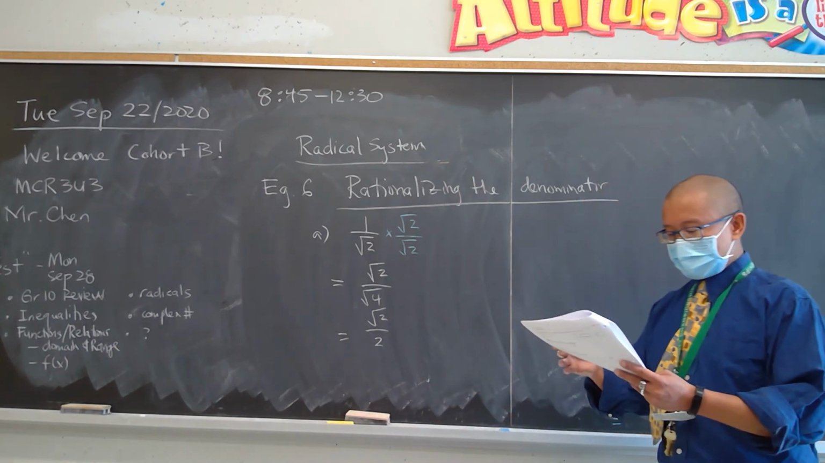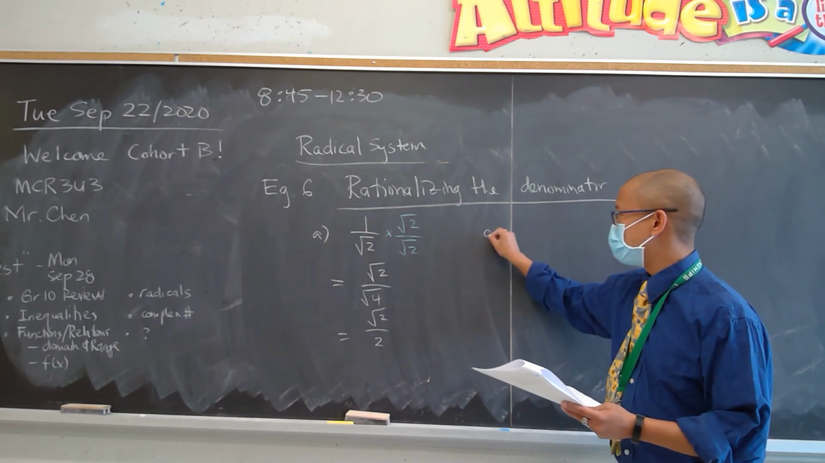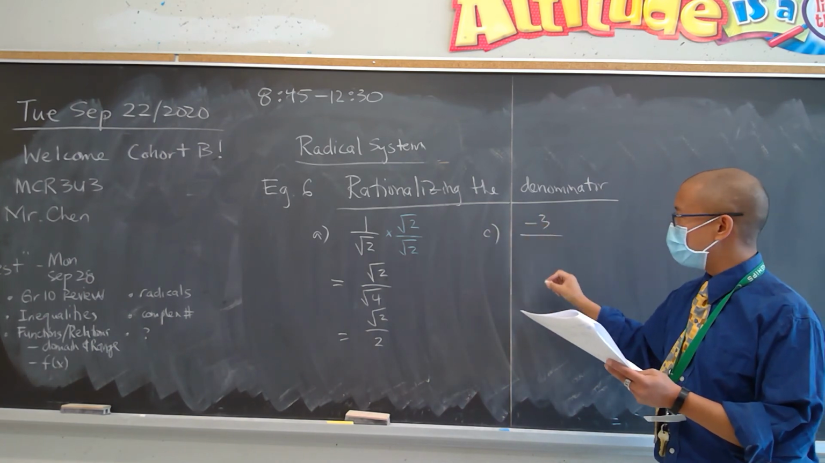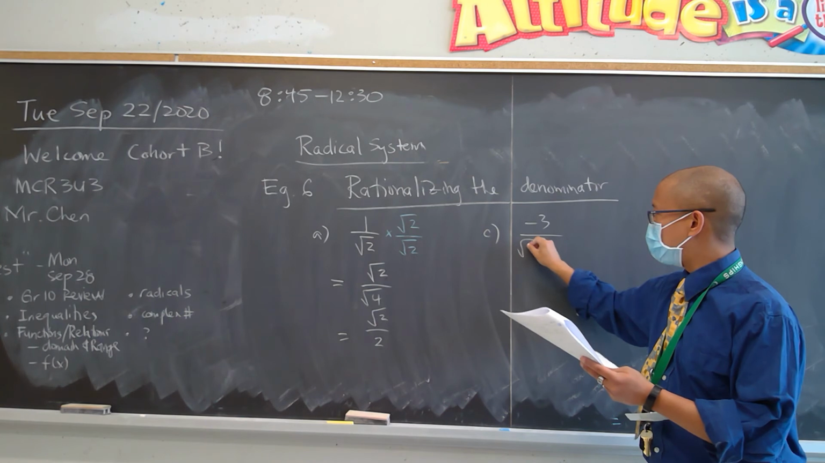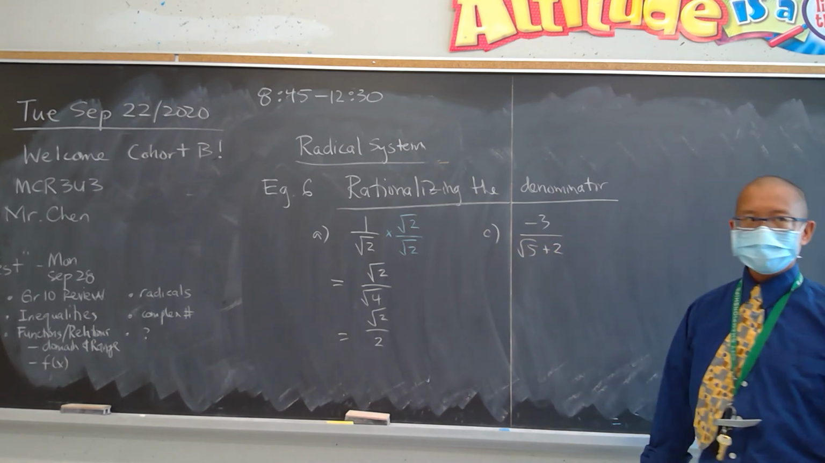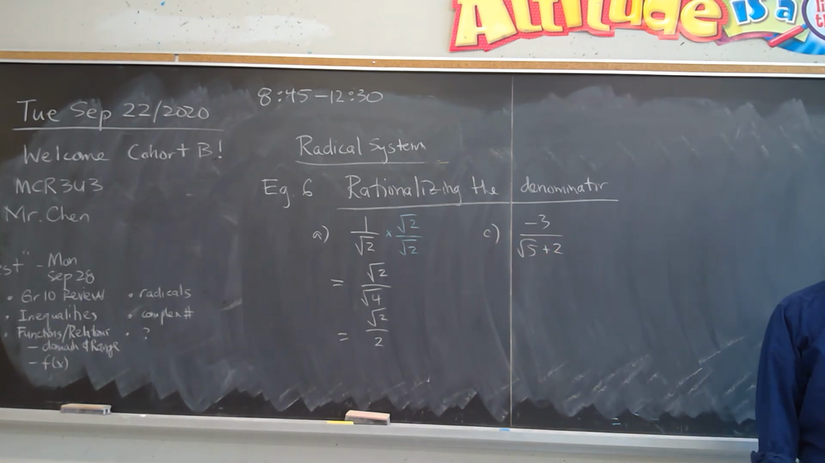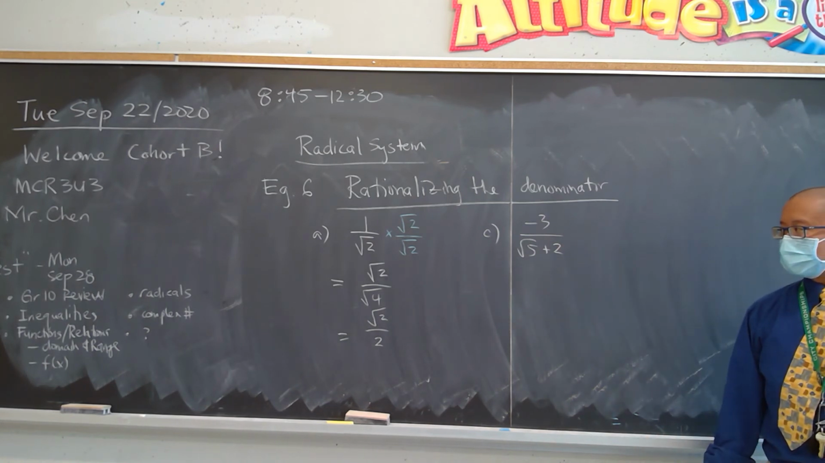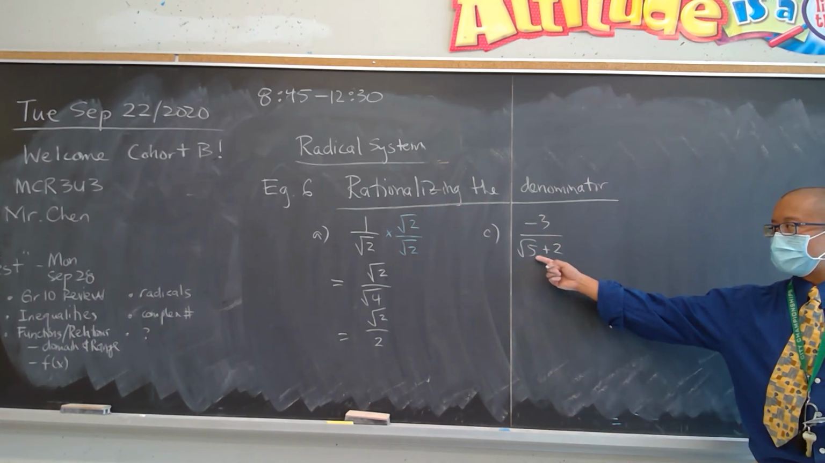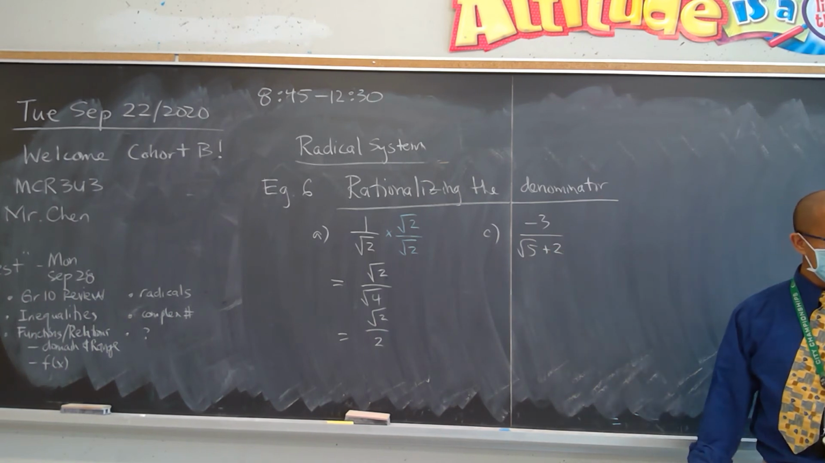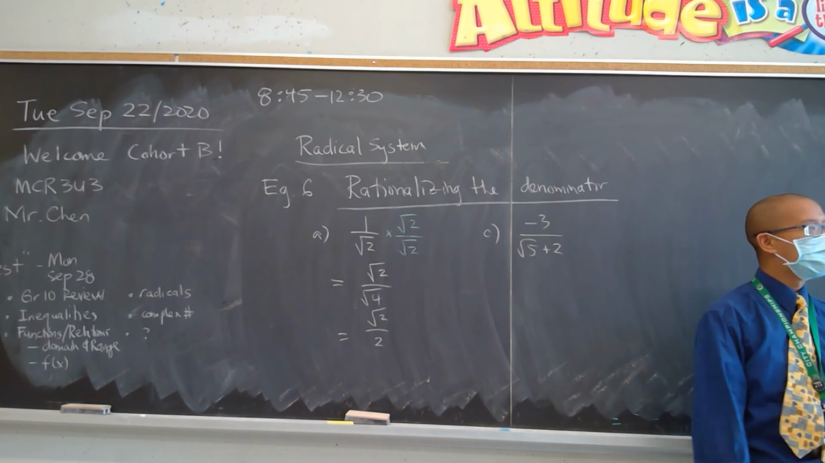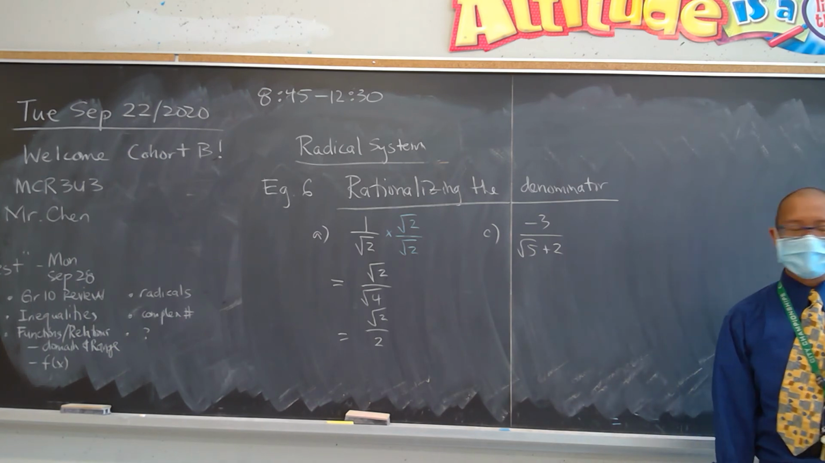So let's do example C. C is this one: negative 3 over root 5 plus 2. Now notice, again, in the denominator we have root 5 plus 2. In this case, the denominator is a radical and it's actually a binomial. There's 2 terms in there.